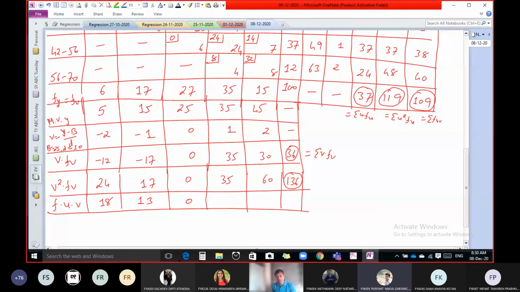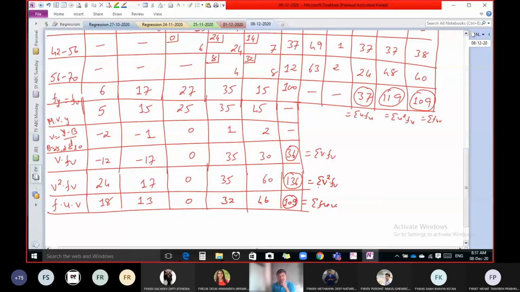32 and 46. If we add, obviously we have 109. Check it. Obviously, because it's the same thing. Sigma f into u into v. But sir, is it necessary to calculate in exam? Not necessary. Okay, sir.